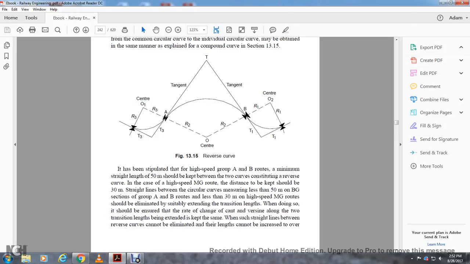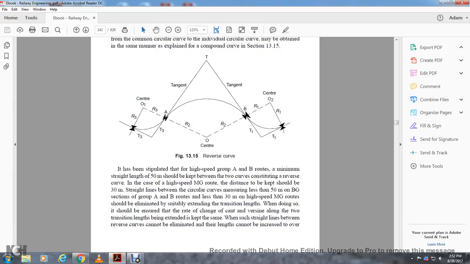It has been stipulated for high-speed group AB routes that a minimum straight length of 15 meters should be kept between the two curves of a reverse curve. In the case of high-speed meter gauge, the distance kept should be 30 meters. A straight line between the curves of less than 50 meters for the broad gauge section group, and less than 30 meters for the meter gauge route, should be eliminated by suitably extending the transition length.